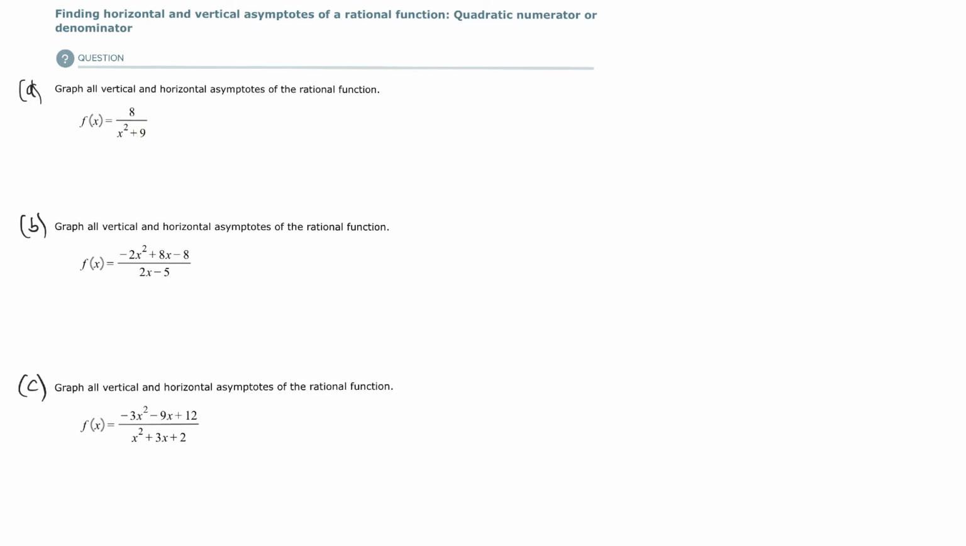And so if we look at the degree of the numerator, it is 0. The degree of the polynomial in the numerator is 0. But what's the degree of the denominator? The degree of the polynomial in the denominator is 2. Now, in this case, we have the degree of the numerator is less than the degree of the denominator. That's going to imply that we have a horizontal asymptote of y equals 0.